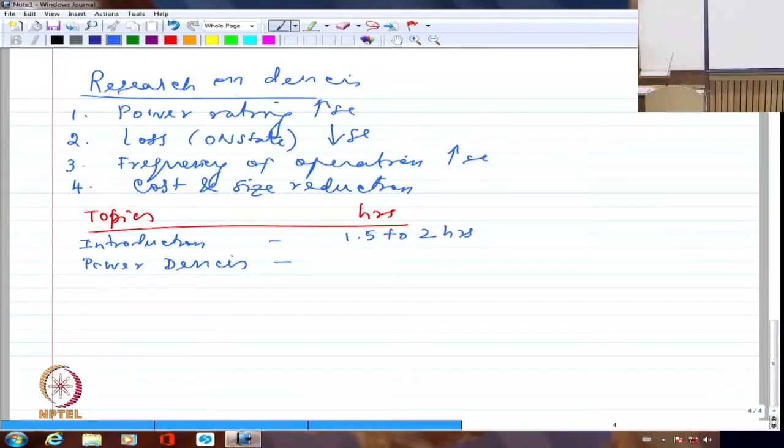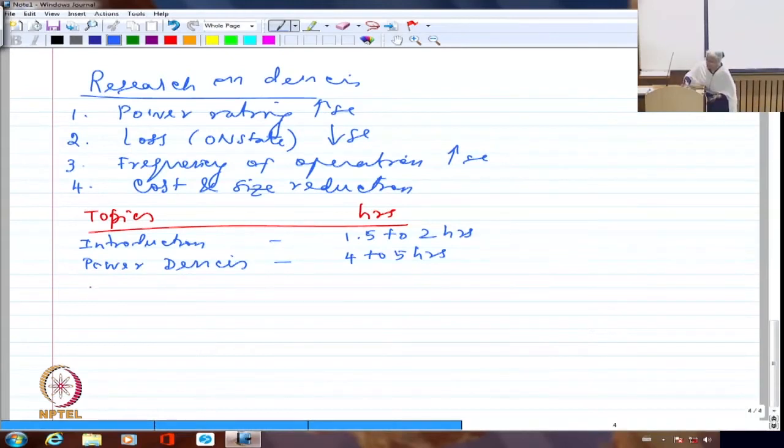I am definitely not a device physics person, so I will not be able to really deal with that in great detail, but we will try to look at basically how the structure of the devices, why the ratings are limited, why maybe on-state losses are high or low and such things. So we'll look at devices, their characteristics and so on. I think it should take anywhere between 4 to 5 hours because I am not really going to deal with it in great detail. Okay? So I should be able to finish it within this.